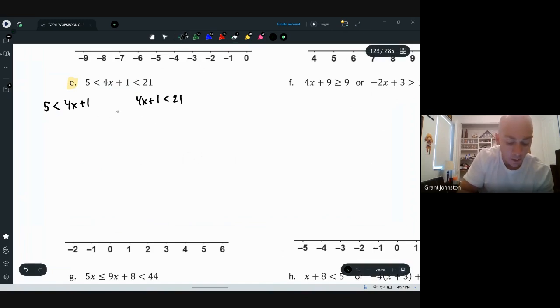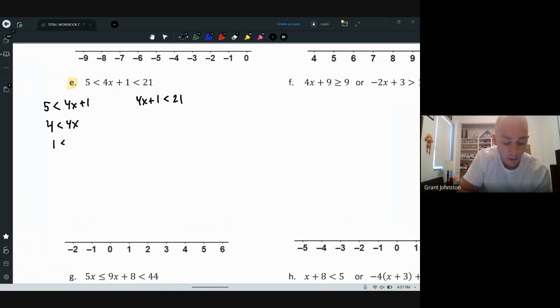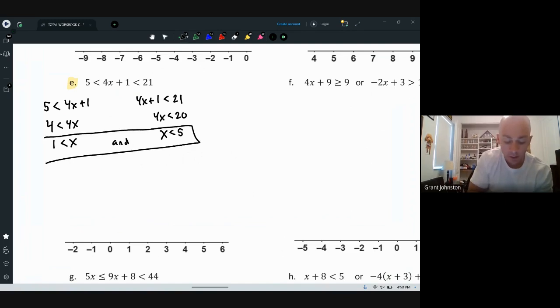So subtract 1 from both sides. On this one, I got 4x, divide by 4, 1. Okay. Over here, subtract 1 from both sides, be 20, divide by 4, 5. And this is really like an "and" inequality when they're conjoined like this.